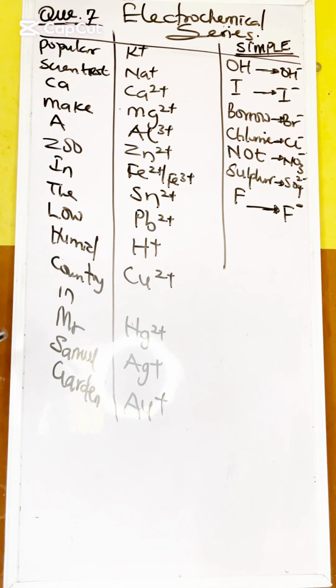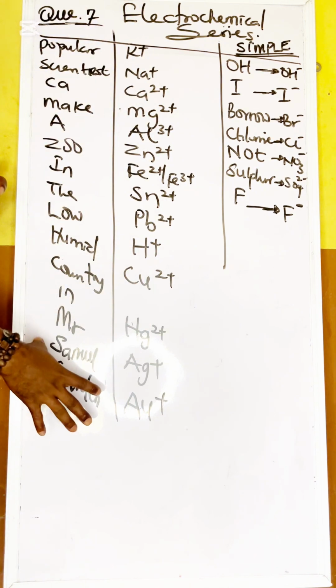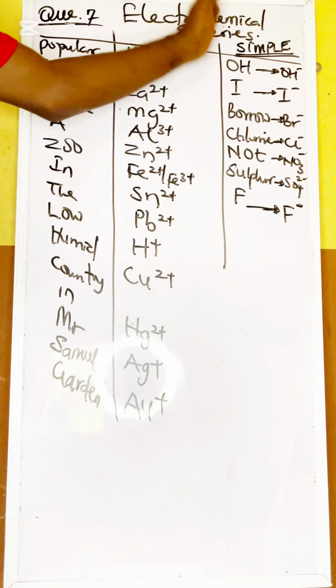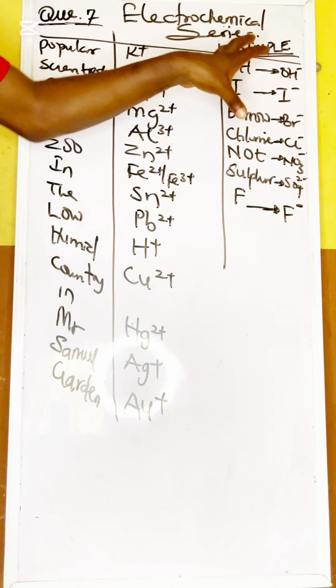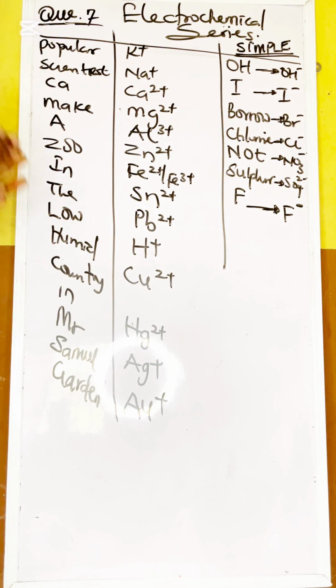Electrochemical series, very easy, very simple. Now, in the electrochemical series, we can have the electropositivity series, which is for positive metals, and we can have the electronegativity series, for non-metals and anions. So these are cations, and these are anions. There's a way to know them, very easy.